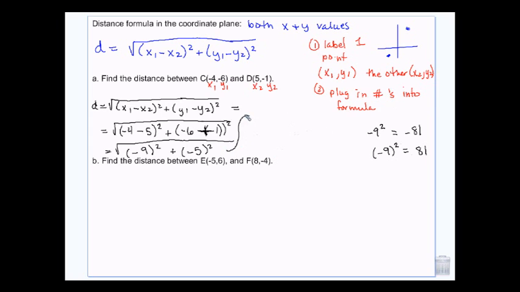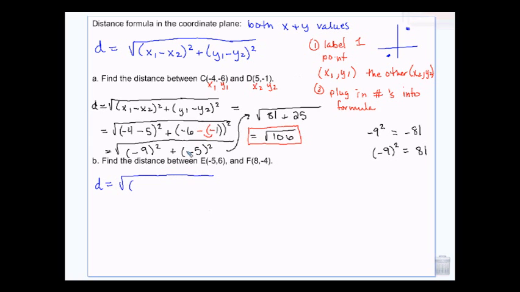I'm going to move that up here. (-9) squared is 81. 5 squared is 25. 81 plus 25 is 106. And you keep the radical. Yep, you can keep the radical. I'm fine with that. So the distance between these 2 points is the square root of 106, whatever that is.